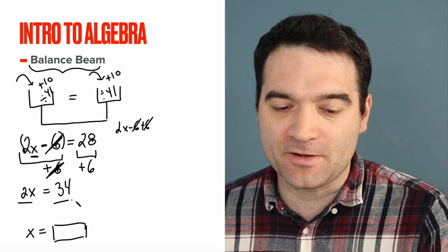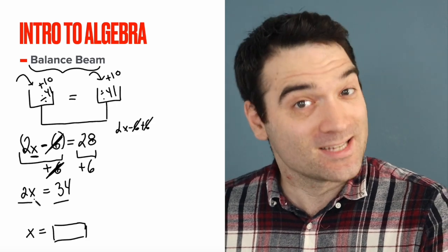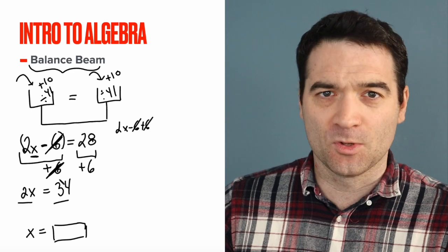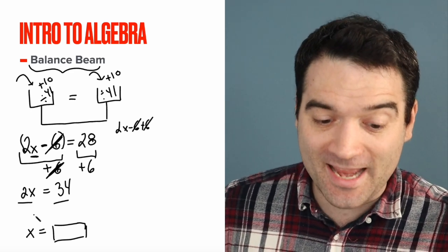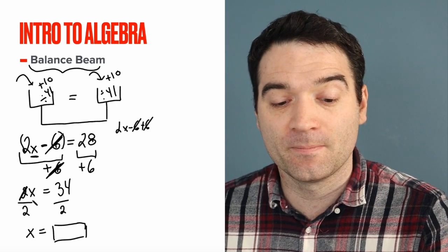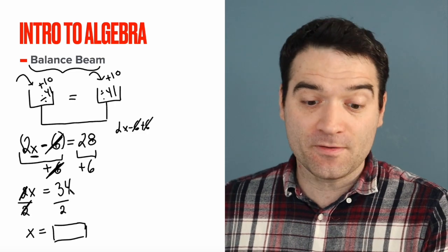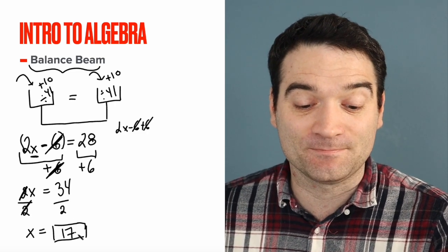So what I'm left with over here is 2 times x equals 34. Well, 2 times x equals 34, multiplication. How do I undo a multiplication? A division, right? I'm going to divide both sides by 2, like that. Boom, boom. And what I get is x equals 34 divided by 2, which is 17.